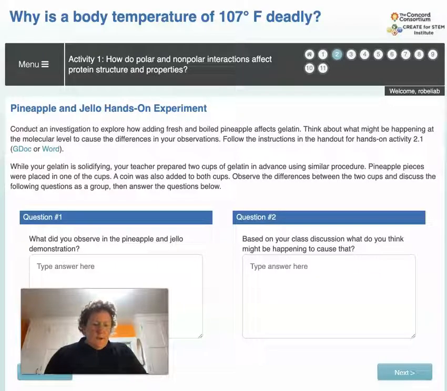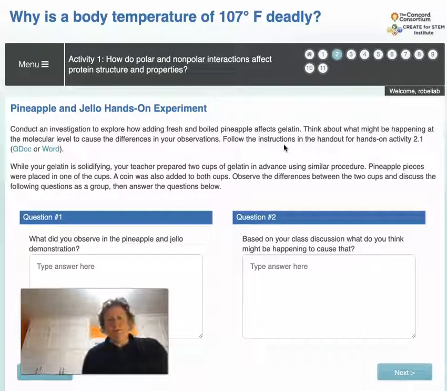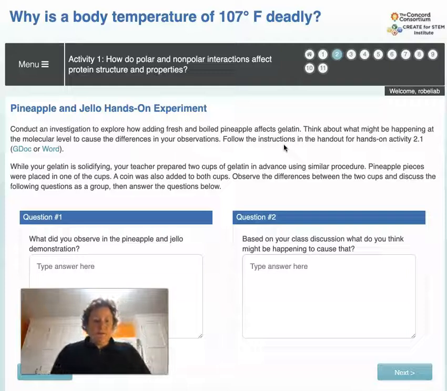Another thing we want to talk about is what happens when we put pineapple in Jello. We did an experiment in class on how adding fresh and boiled pineapple affects gelatin. I just used Jello brand gelatin. And we need to think about what might be happening at the molecular level to cause the differences we see. I followed the instructions and I'll show you what happened.